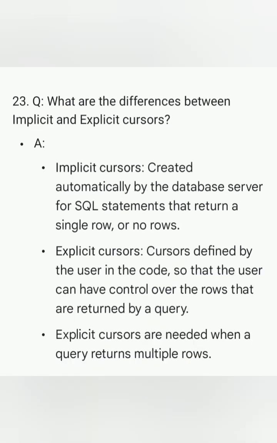23. Q. What are the differences between implicit and explicit cursors? A. Implicit cursors are created automatically by the database server for SQL statements that return a single row or no rows. Explicit cursors are defined by the user in the code so that the user can have control over the rows that are returned by a query. Explicit cursors are needed when a query returns multiple rows.